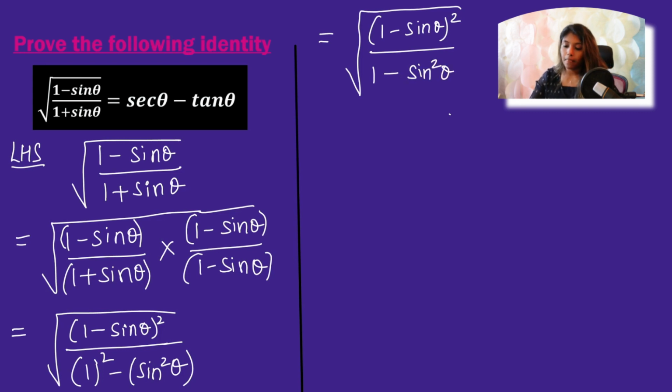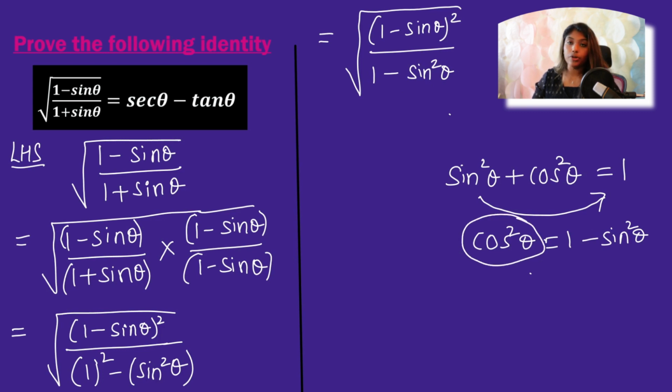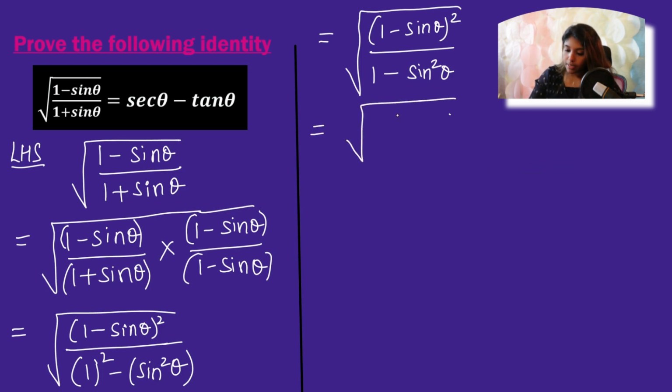We also know that there is a trigonometric identity which says sine squared theta plus cos squared theta equals 1. So when you transpose sine squared theta to the other side, you get cos squared theta equals 1 minus sine squared theta. So we have 1 minus sine squared theta here, which is equivalent to cos squared theta. So you can replace 1 minus sine squared theta by cos squared theta. We get 1 minus sine theta the whole squared divided by cos squared theta.